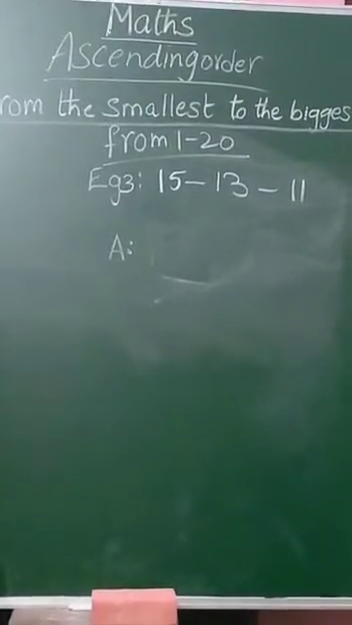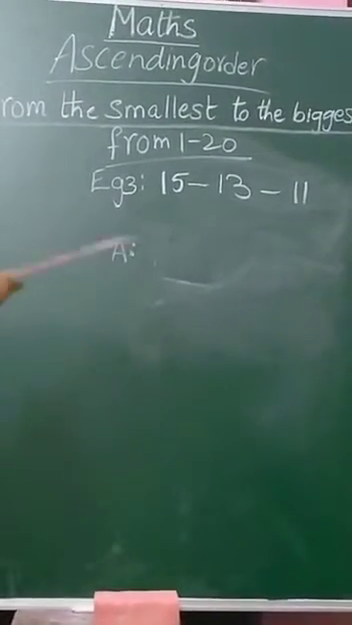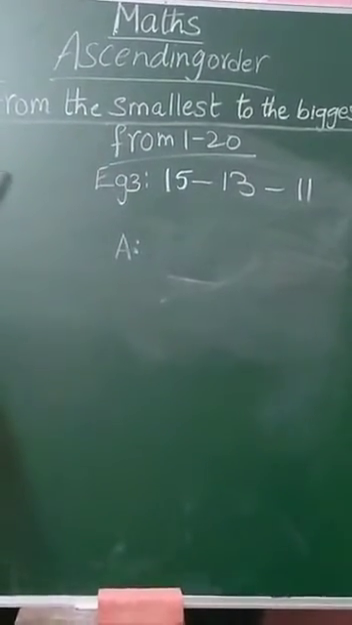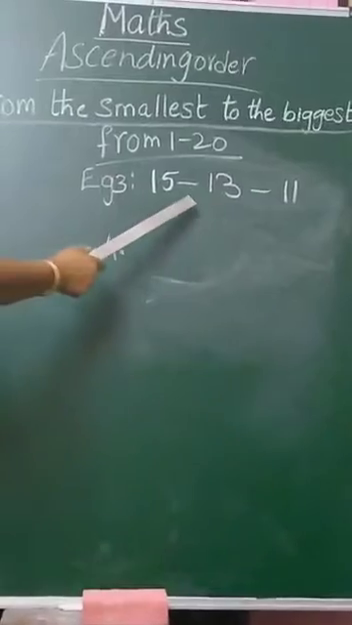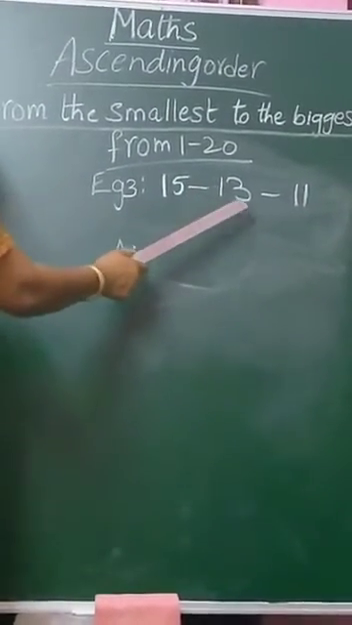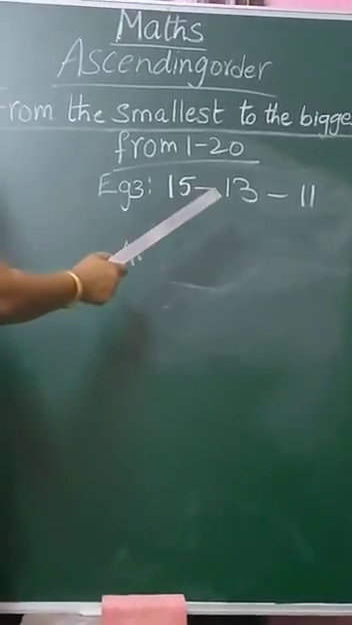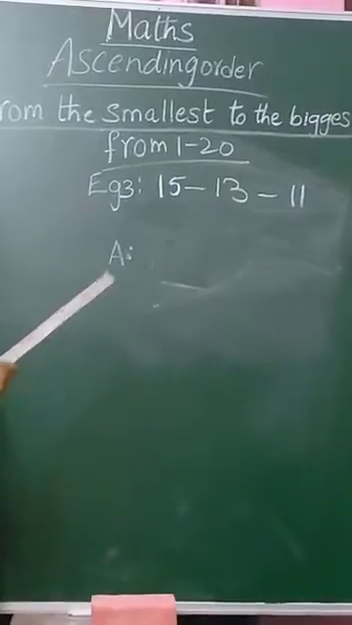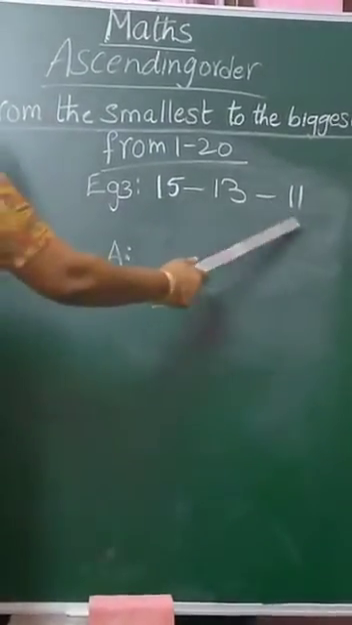Do you have 1? Not there. Do you have 2? Not given. Do you have 3? Not given. Do you have 4? Not given. Do you have 5? Not given. Do you have 6? Not given. Do you have 7? Not given. Do you have 8? Not given. Do you have 9? Not given. Do you have 10? Not given. Do you have 11? Look at the board carefully. Yes, we are having children.